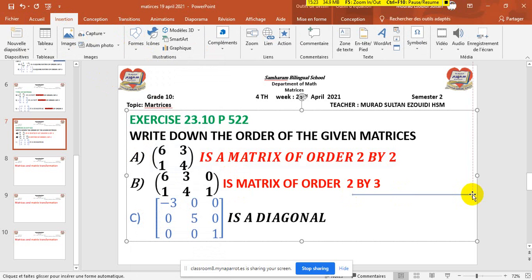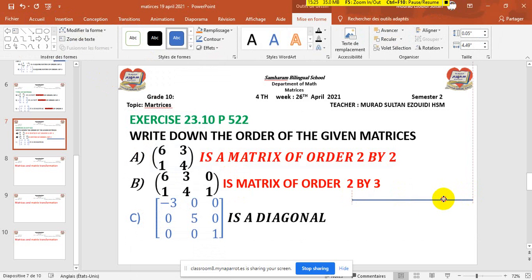So you can see here the number of rows we have. This is the first row, this is the second row. But the number of columns: this is column number 3, column number 2, and column number 1. So we have 2 rows and 3 columns, so it's called a matrix of order 2 by 3. The 2 represents the number of rows, the 3 represents the number of columns.